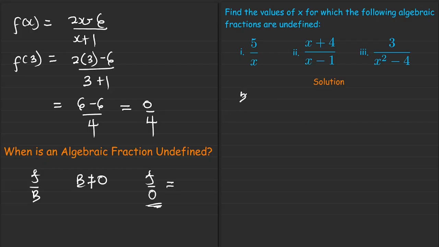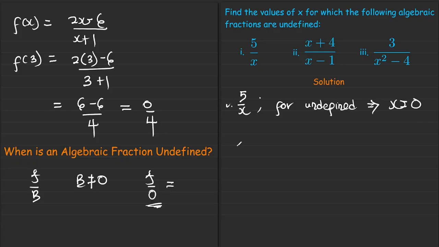So we have 5 over x. Now, we should know that if you want your algebraic fraction to be undefined, then the denominator has to be 0. So we start by saying for undefined, then it simply implies that our denominator, in this case, is just x. So x is equal to 0. And that is all. There is nothing else to solve.